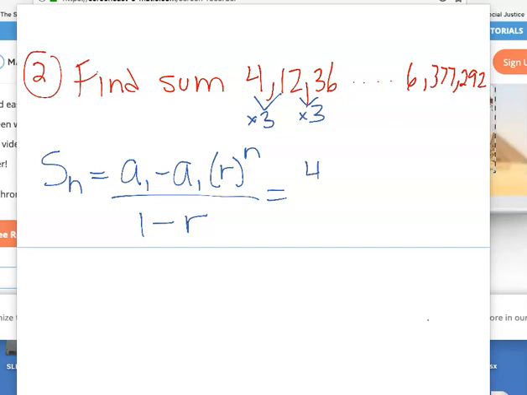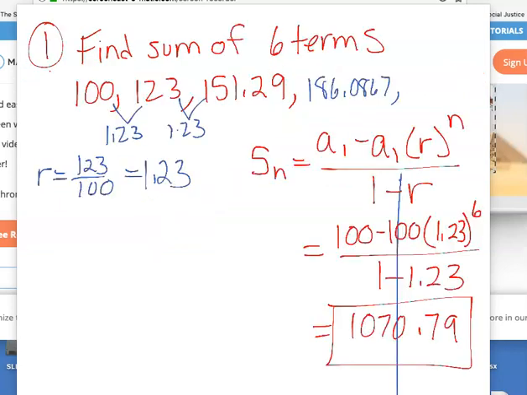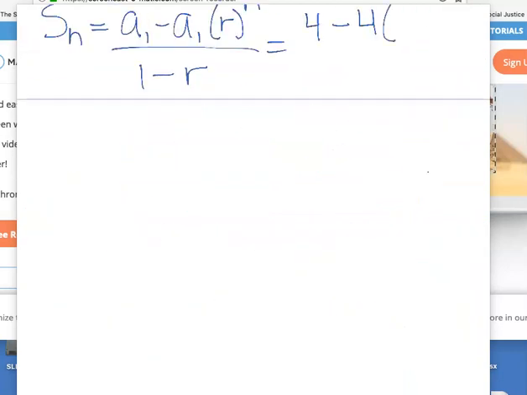Our first term minus our first term times our ratio. Oops, what happened there? Sorry, guys.